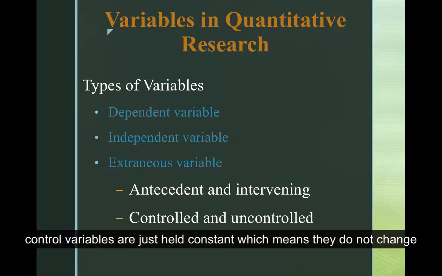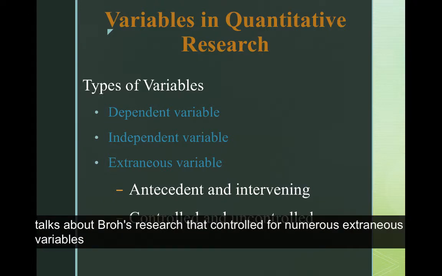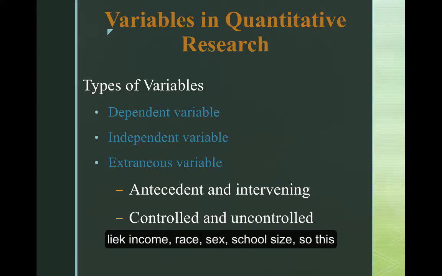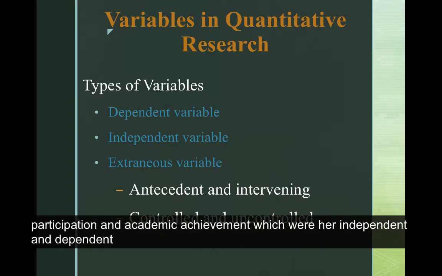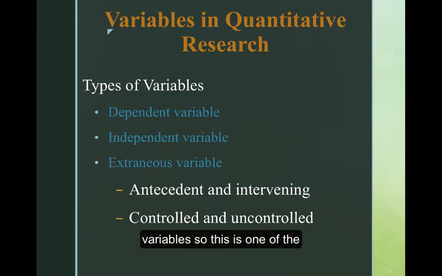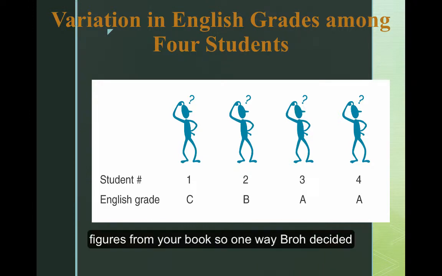Control variables are just held constant, which means that they do not change during the course of analysis or observation. So the book talks about Broh's research, which controlled for numerous extraneous variables like income, race, sex, school size. So this means she could test the influence of those variables on the relationship between sports participation and academic achievement, which were her independent and dependent variables. So this is one of the figures from your book.